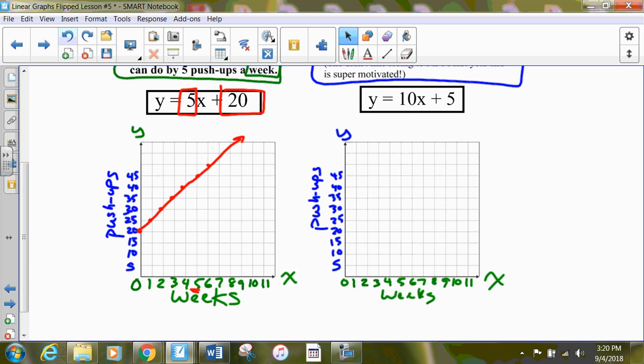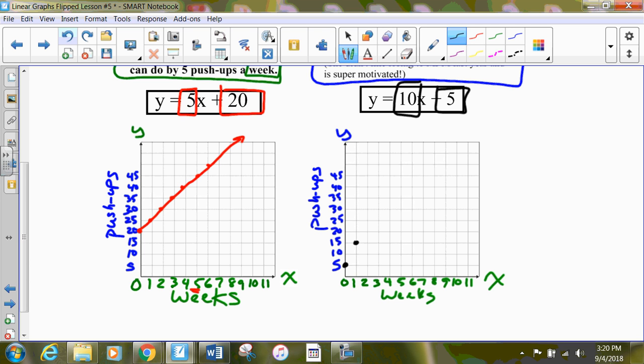So let's go ahead and graph my situation. In the beginning, my y-intercept was 5 because that's how many I could do. But every week, I'm going to increase by 10 push-ups. So here I go. Up 10. Oh, I've got to go up 2 over 1, right? If I want to do 10, I have to go up to 10, up to 15, and then over.